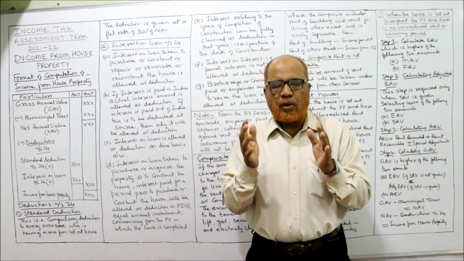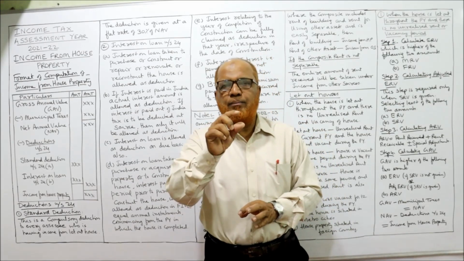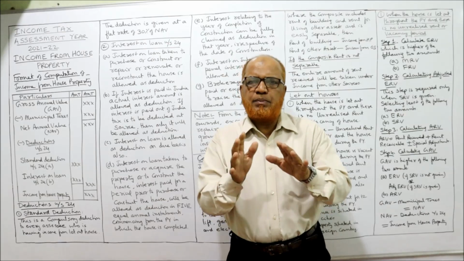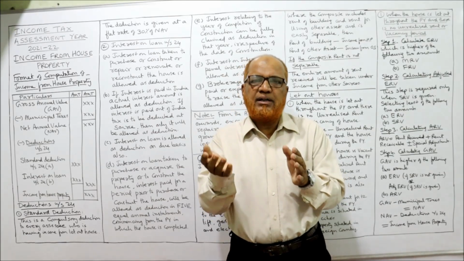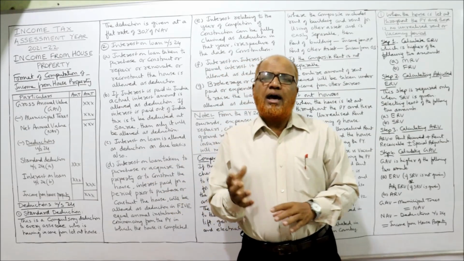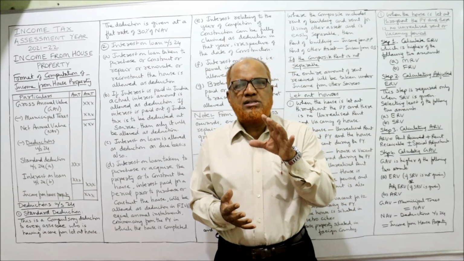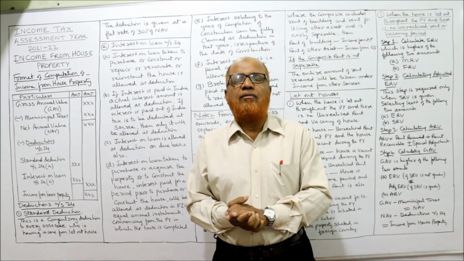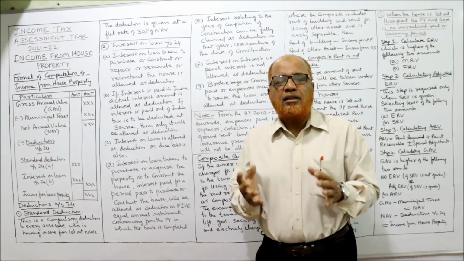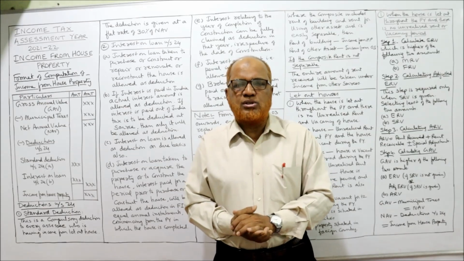Whereas if a property is used for running his own business or profession, then the income from that property will be taken as nil, and no deduction will be given. The property expenditure will be dealt with as business expenditure. Let out property is also of two types: the property which is covered under the Rent Control Act, and the property which is not covered under the Rent Control Act. These are the two categories of houses.